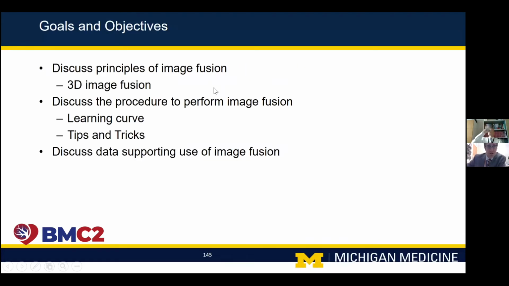The goals and objectives: we'll talk a little bit about the principles of image fusion and specifically of 3D image fusion. We'll also talk about the procedures to actually perform image fusion to try and make it seem approachable to everyone, because I think it is a very approachable technology that a lot of people do have access to as they get new hybrid rooms. Talk a little bit about the learning curves and some tips and tricks that we've learned over time. And then we will discuss a little bit about the data around the use of image fusion and its utility in complex repairs and routine repairs as well. Try and keep this brief for you guys.